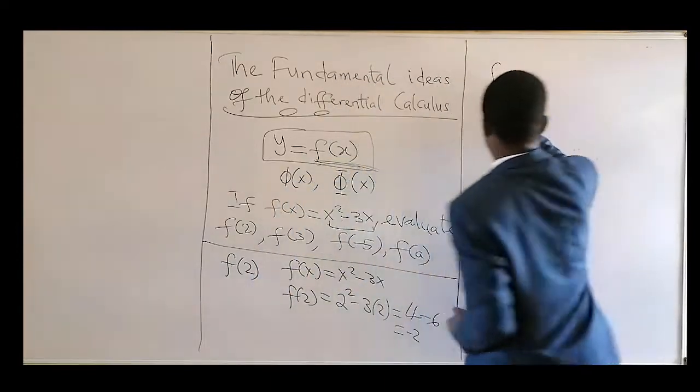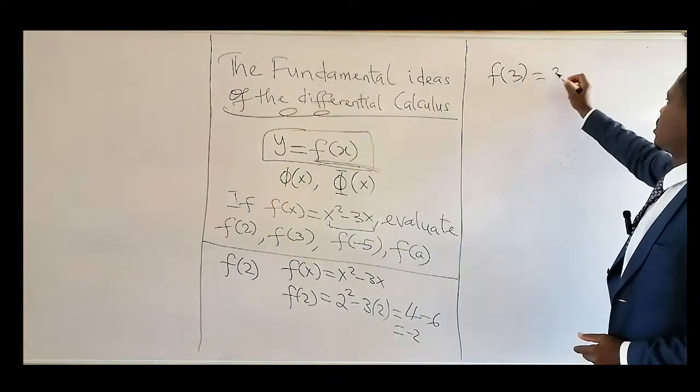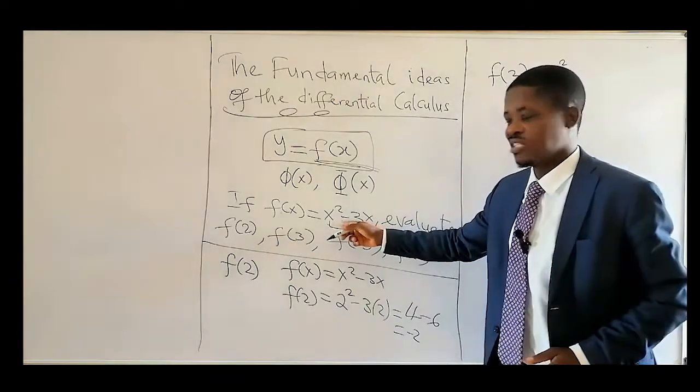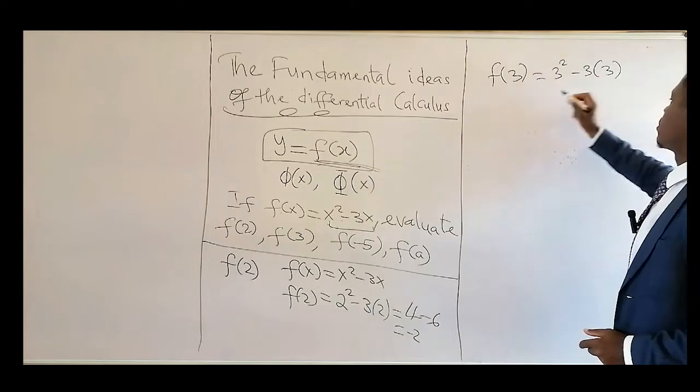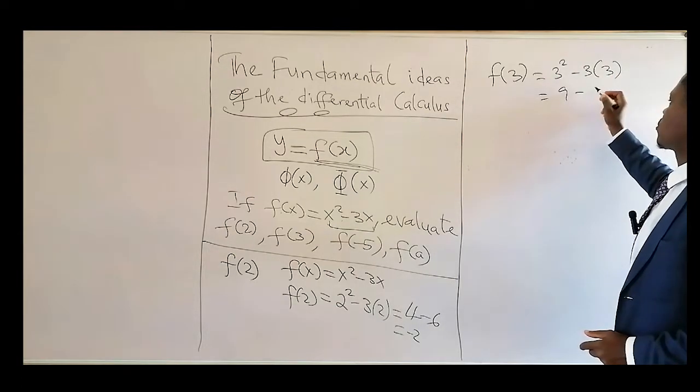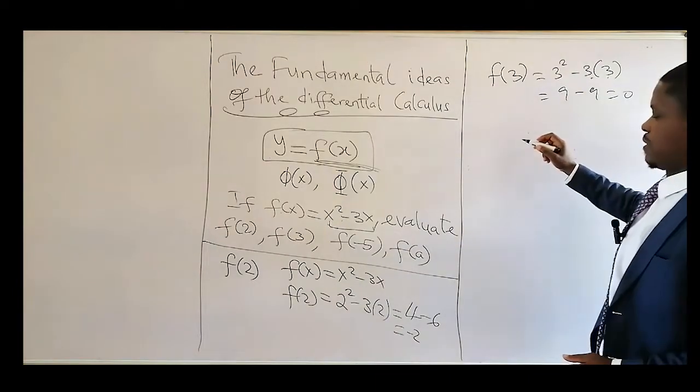For f of 3, you do the same thing. That means x is 3. So that will be 3 squared. You just plug in the given expression, minus 3 times 3. And that's 9 minus 3 times 3, which is 9. That's 0.